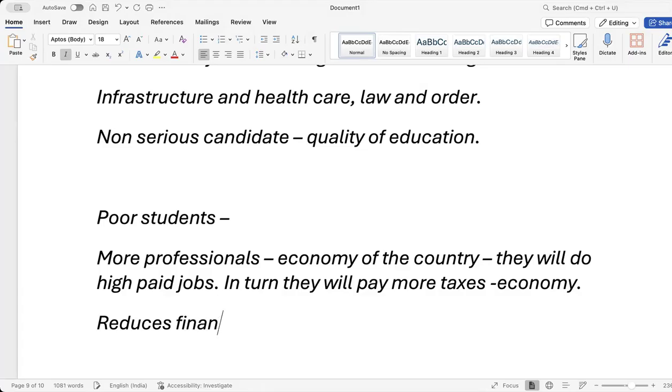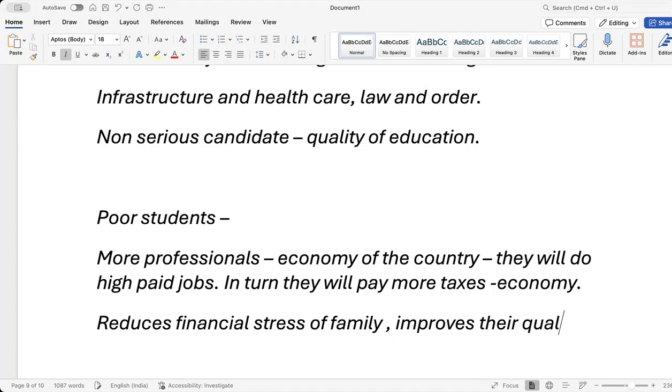So we'll say reduces financial stress on families, and they have more money for other things, so it improves their quality of life because they can spend more money, right? They can spend more on other things. So it improves the quality of life for families. So we can have this point. So three advantages, two drawbacks. Does that make sense? Are we good with the points?